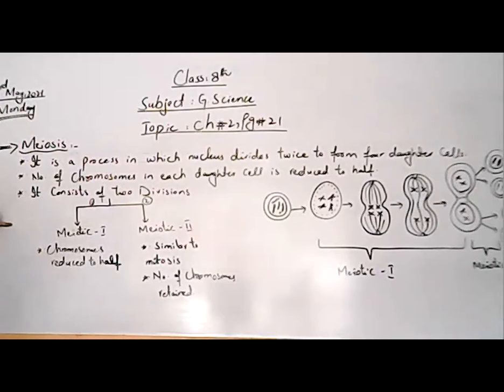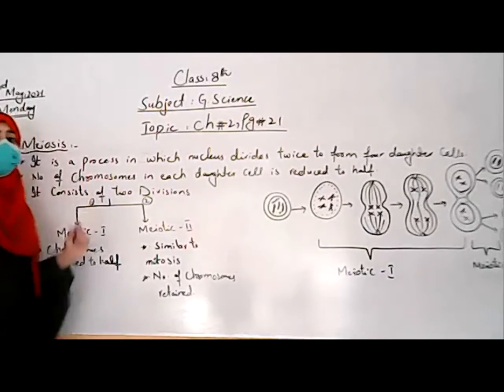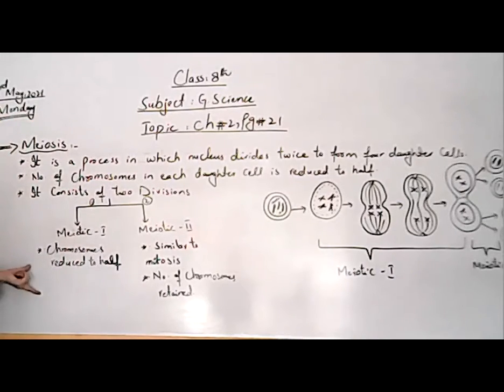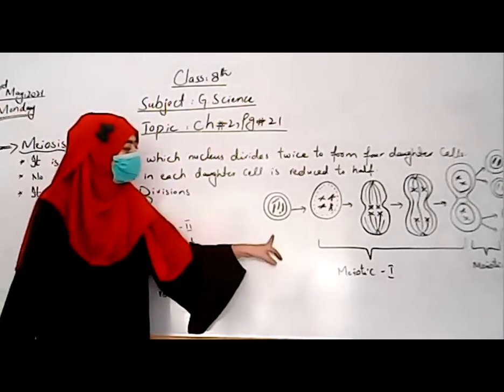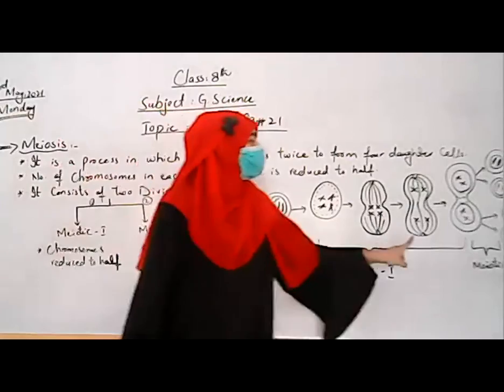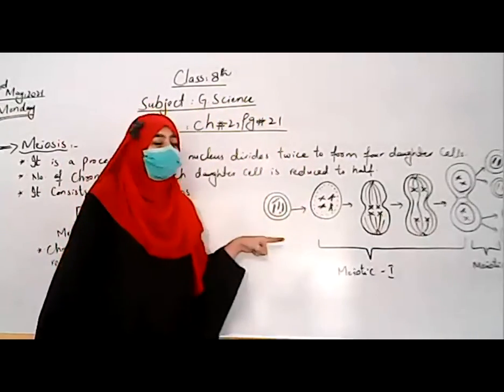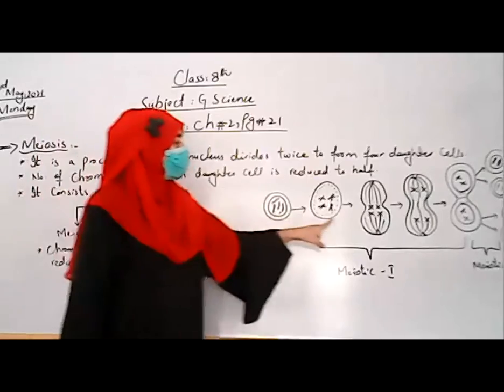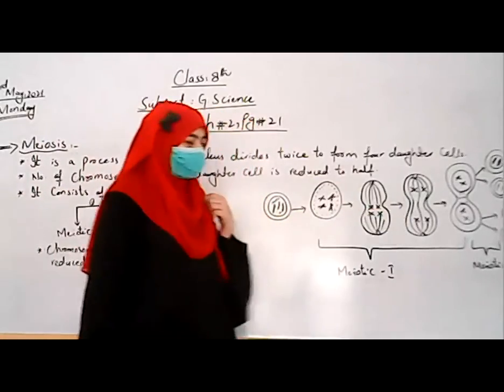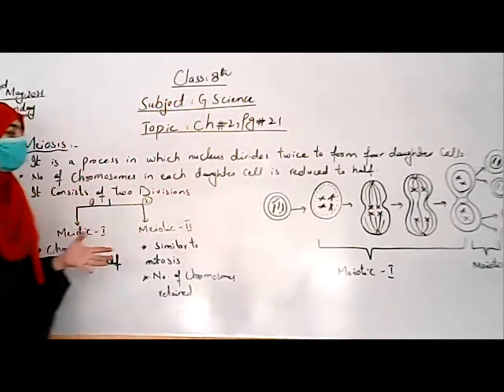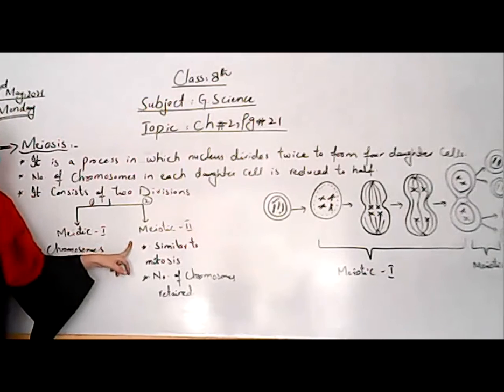Meiosis further consists of two divisions. Number one, meiotic 1 division, and number two, meiotic 2 division. In meiotic 1 division, the number of chromosomes is reduced to half. You can see here from this point onward, this division is meiotic 1 division, in which the number of chromosomes is reduced.